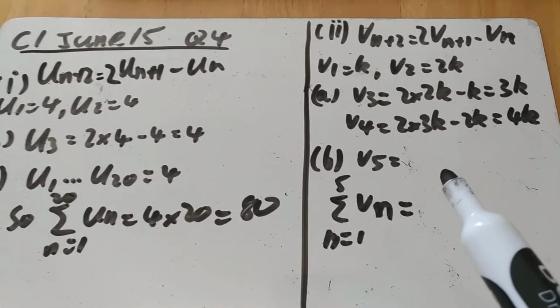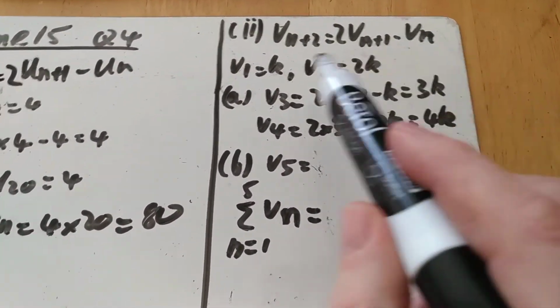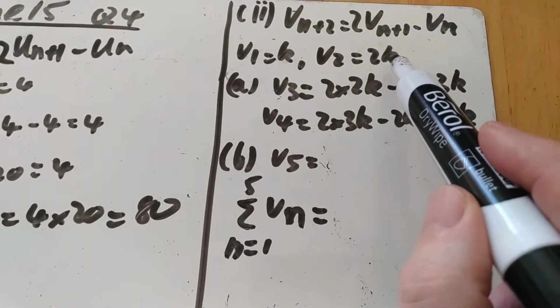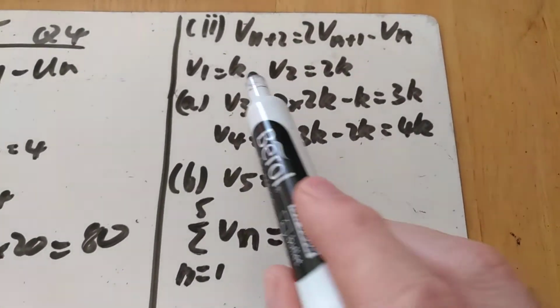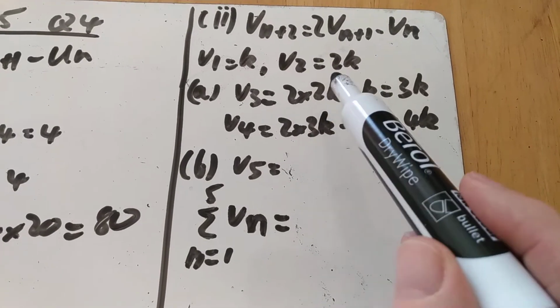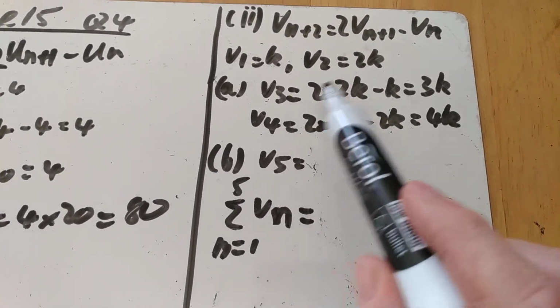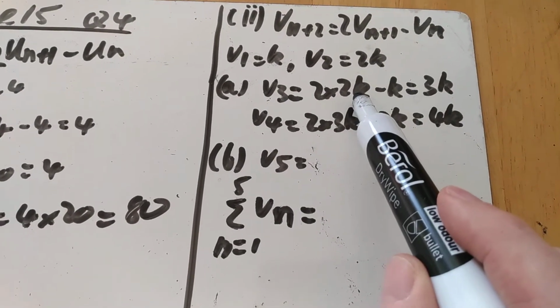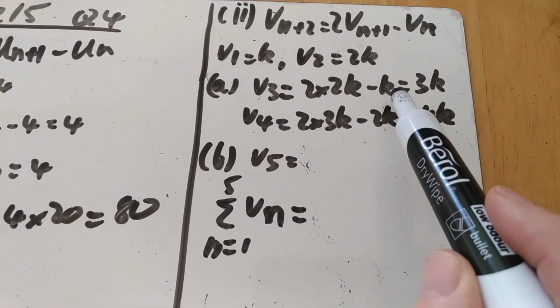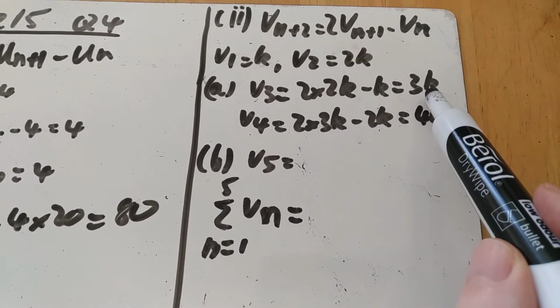When we look on though to the second one, it's exactly the same recurrence relationship, but in this case we've got these two terms here. So in terms of k, v1 equals k, and v2 equals 2k. And for a 2 marker piece, work out v3 and v4, so do the same thing. So stick 2k into this slot here, stick k into the second slot there, times the first one by 2, minus the second one, we get 3k.